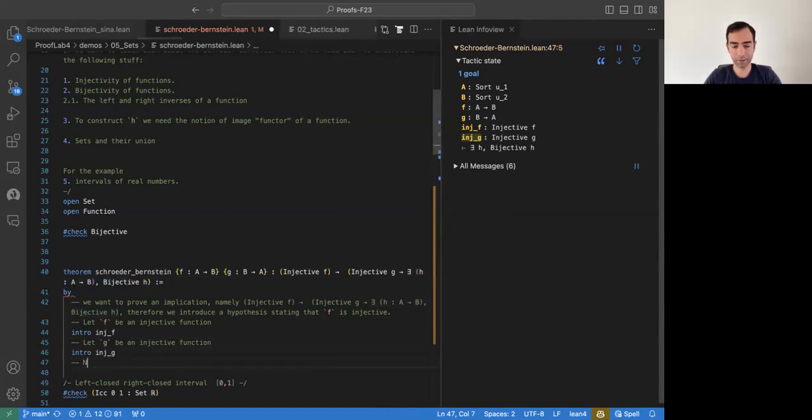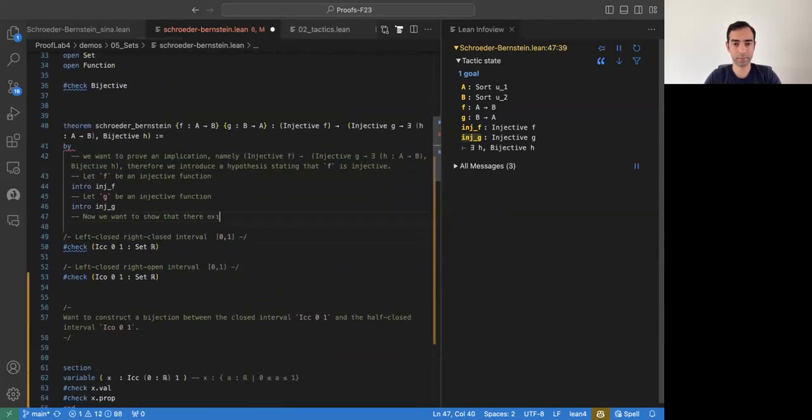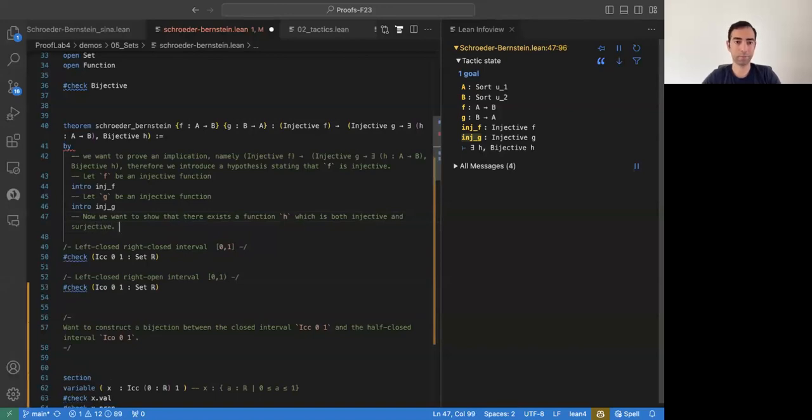So now we want to show that there is, or there exists, a function h, which is both injective and surjective. Okay.